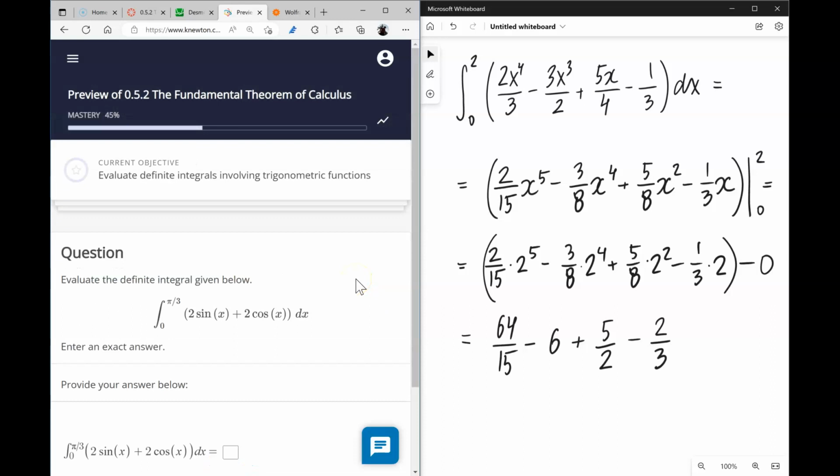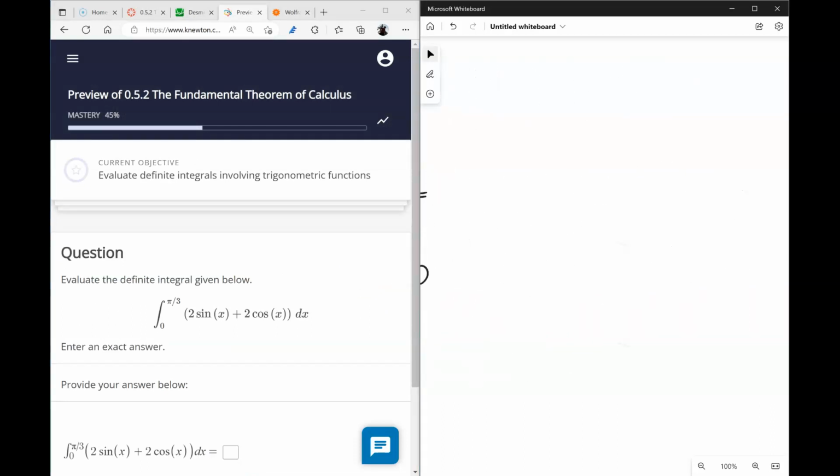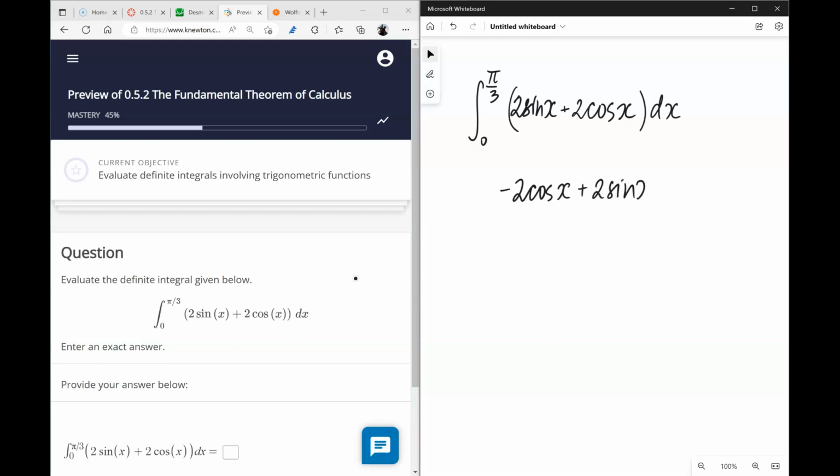Alright, next question. Another application of the Fundamental Theorem of Calculus. So again, step 1, find the antiderivative. Step 2, evaluate the antiderivative at both boundaries and find the difference. So first, the antiderivative: negative 2 cosine x plus 2 sine x from 0 to pi over 3.